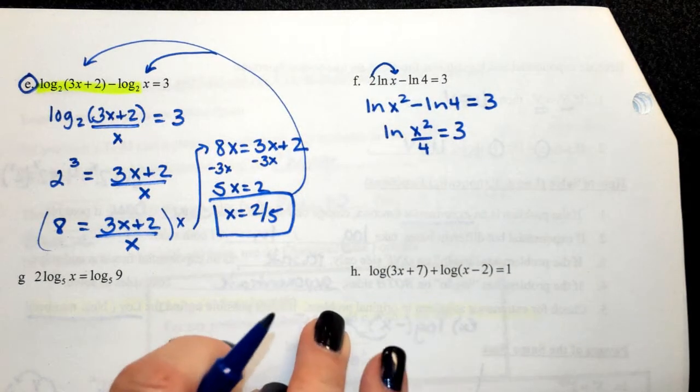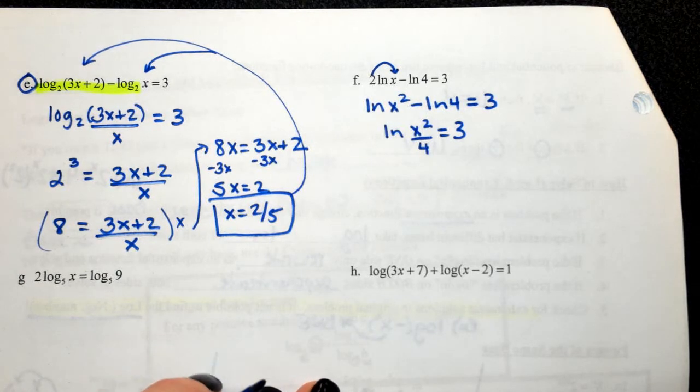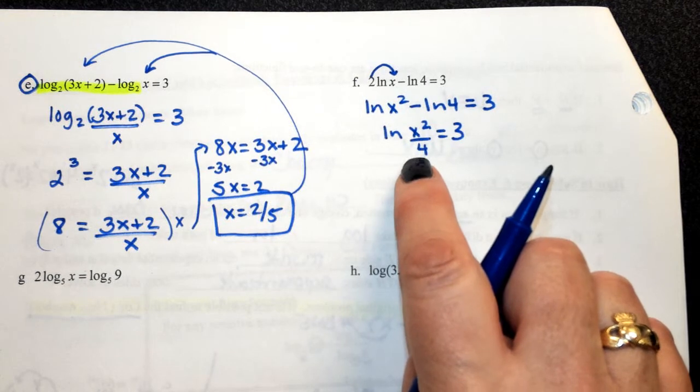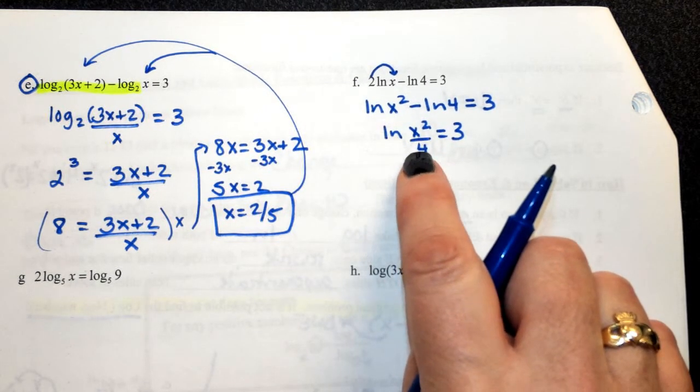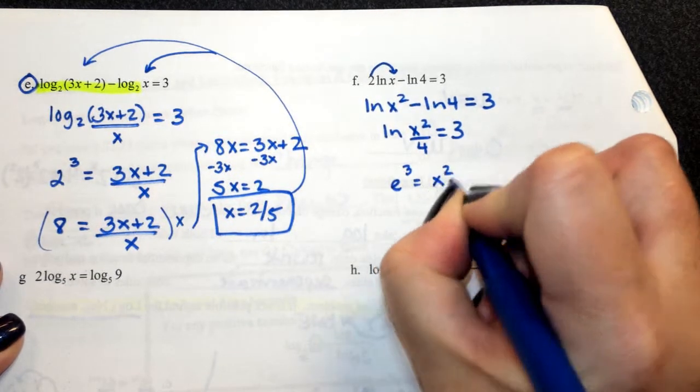So any questions on using the properties of logarithms on the left-hand side? What's the base of this logarithm? This is a base of what? What's the base of this log? e. So e to the third is equal to x squared over 4.